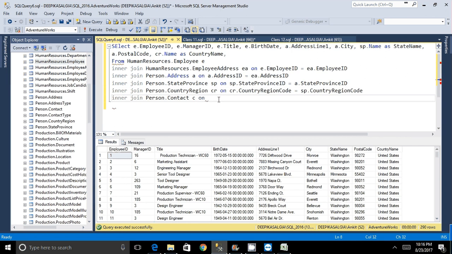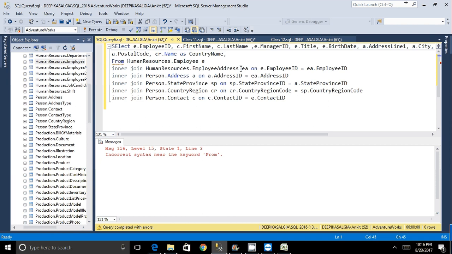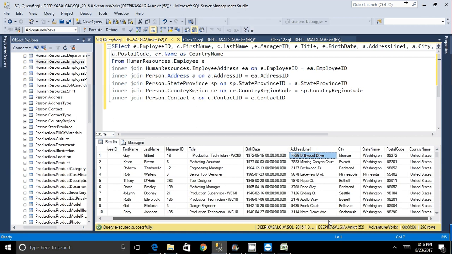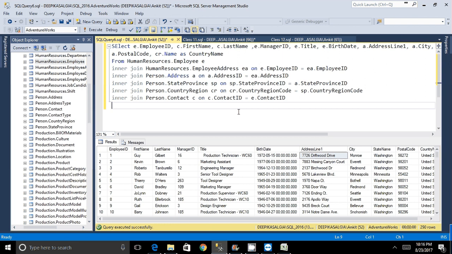Okay. What am I going to do? I'm going to say on C.contact ID equals E.contact ID. C.contact ID, and where does the contact ID exist? In the employee table. What's the alias for employee? E. So you say E.contact ID, right? All right. What are you going to say after the employee ID? I'm going to say C dot, I need the name, which is first name. So I say C.first name, and C.last name. I just need the first name and the last name. I execute the query. I get an error. Okay. So you now get the employee ID, their manager ID, their title, their birth date, and their address. Okay. Any questions?